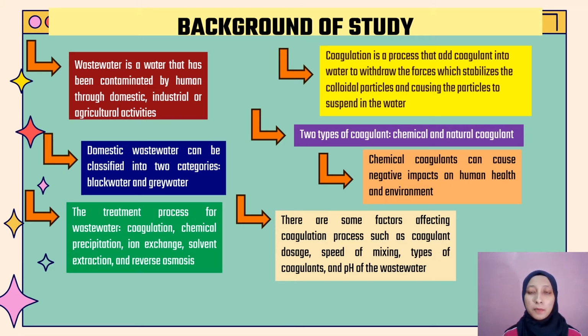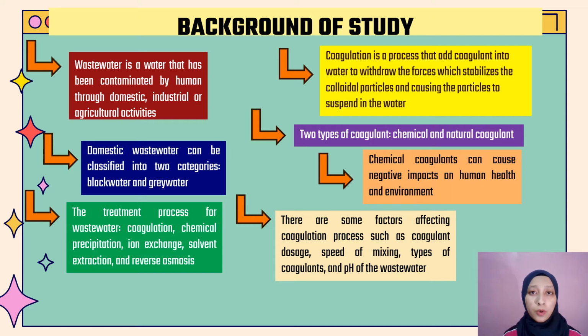There are a few treatment processes for wastewater treatment. First is coagulation. Next, chemical precipitation, ion exchange, solvent extraction, and reverse osmosis. Coagulation is a process that adds coagulant into water to withdraw the forces which stabilize the colloidal particles, causing the particles to suspend in the water.